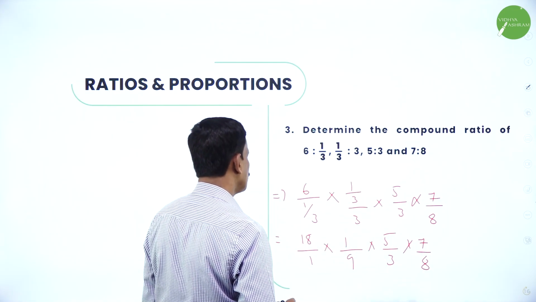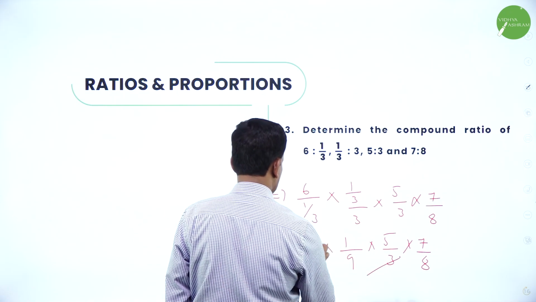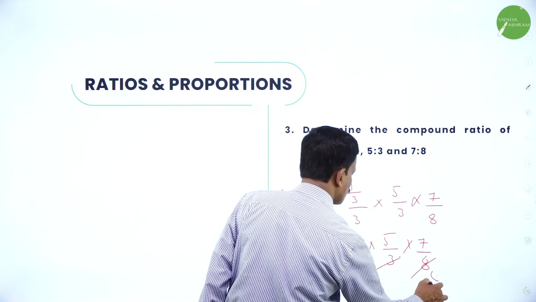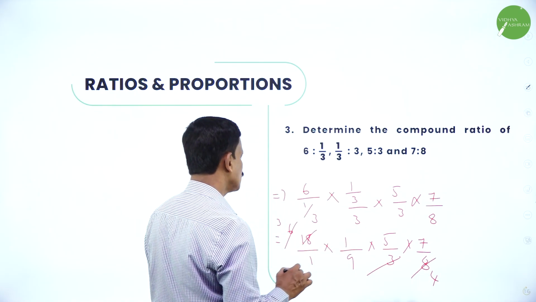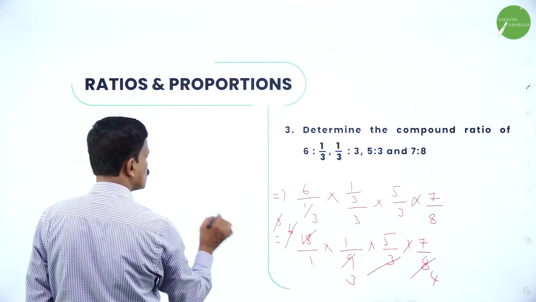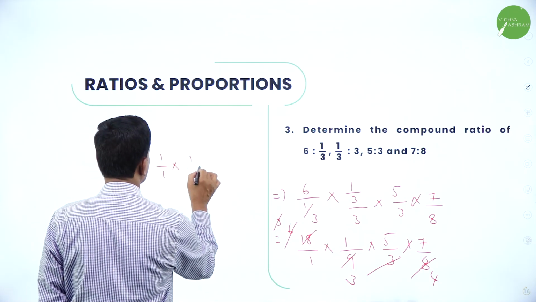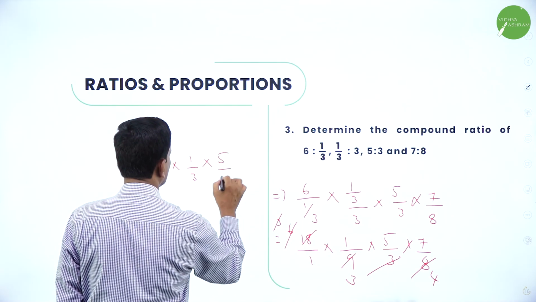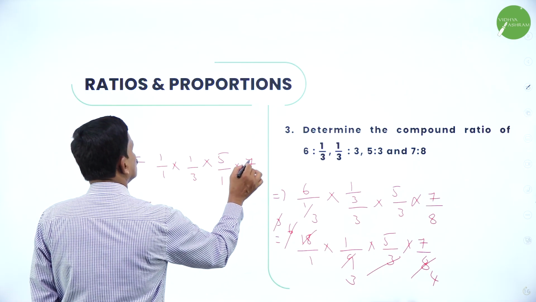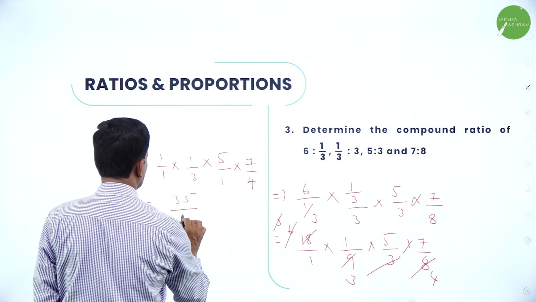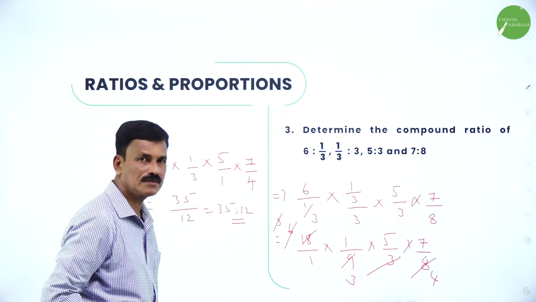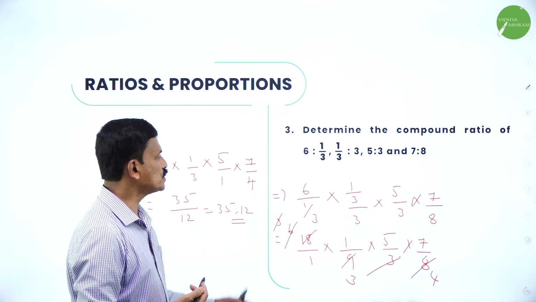That's it. So simplify. What is this equal to? 3 6s are 18. Again, anything gets cancelled? So we can divide by 2. 2 4s are, 2 3s are. Again nothing. So 3 3s are, 9 gets cancelled. So what is left in the numerator is 1 by 1 into 1 by 3 into 5 by 1 into 7 by 4. So that's equal to 7 5s are 35 divided by 4 3s are 12. So the ratio will be 35:12. That's it. Okay. So this is the compound ratio for the given ratios.